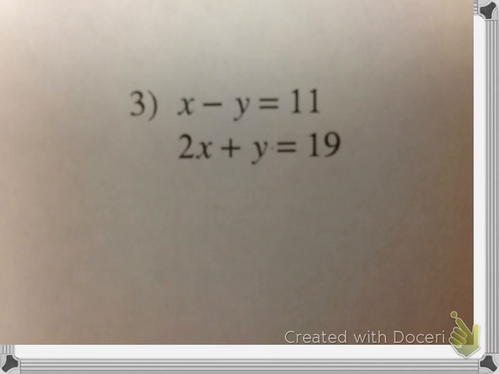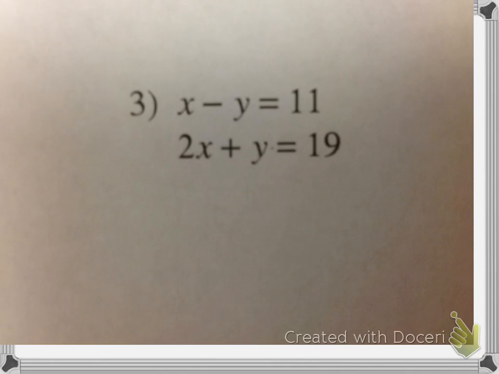Yes, I'm sorry about the blurriness of this problem, but we got x minus y equals 11 and 2x plus y equals 19. So we got a 1 here, a 1 here, a 1 here. So if we look at this problem, to get 0, we need the same number. Well, 1 and 2 are not the same, but 1 and 1 are the same. And to get 0, we need one of them to be negative and one of them to be positive, which we have on this problem.